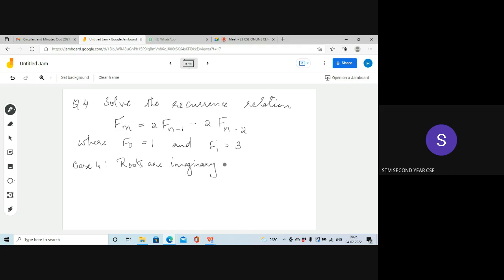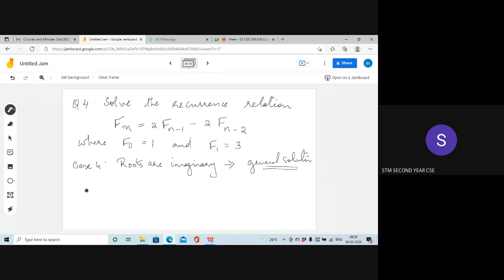If the roots are imaginary, what is the general solution? The general solution differs. We write the general solution, find the constants, and then substitute. The general solution differs for each case. The last case is roots that are imaginary, and we have another general solution corresponding to imaginary roots. We write that general solution and then solve it. Is it clear?